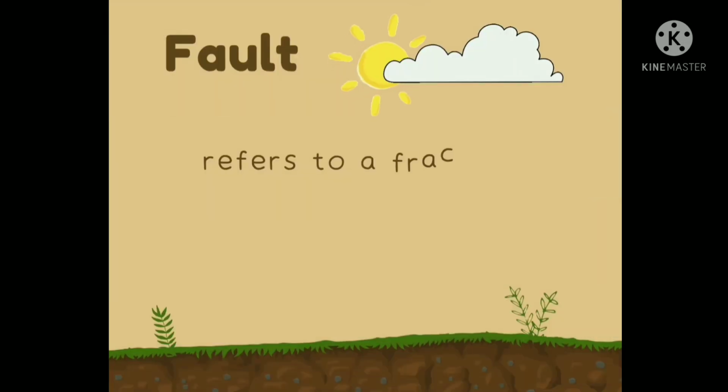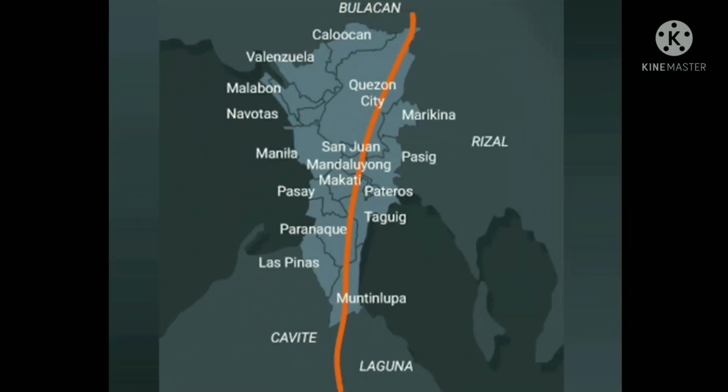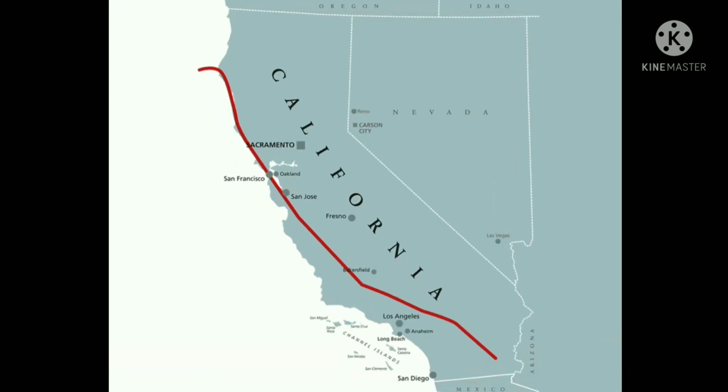Be with me as we learn about geological faults. What's a fault, by the way? In geology, fault refers to a fracture between two blocks of rock. Faults are almost anywhere around the world. An example of a fault here in the Philippines is the West Valley Fault, which is located in the National Capital Region, or NCR. Another example is the San Andreas Fault located in California, USA.